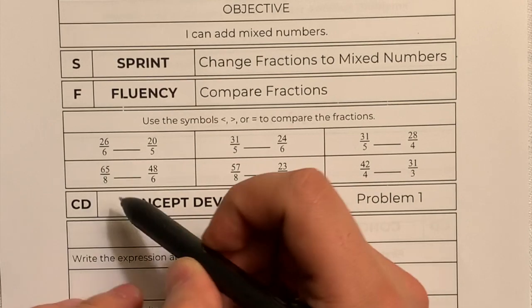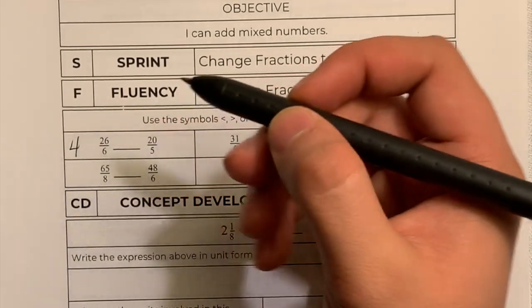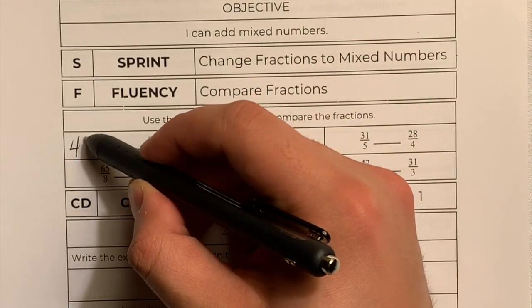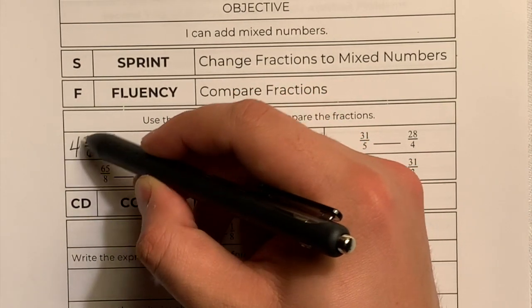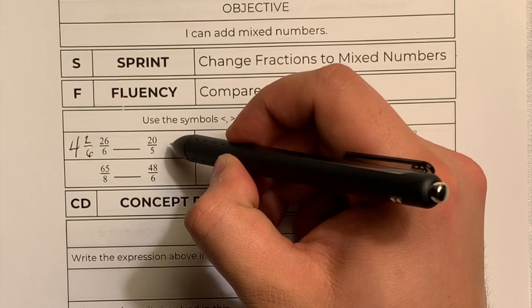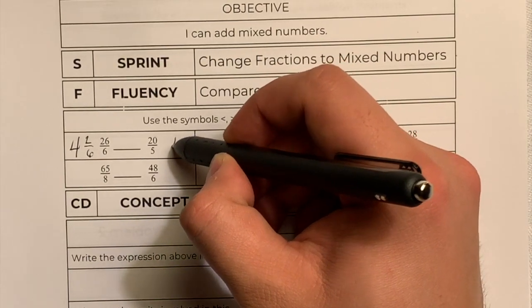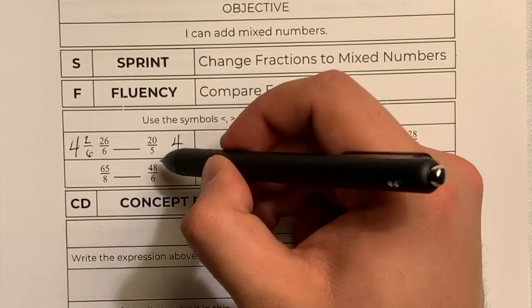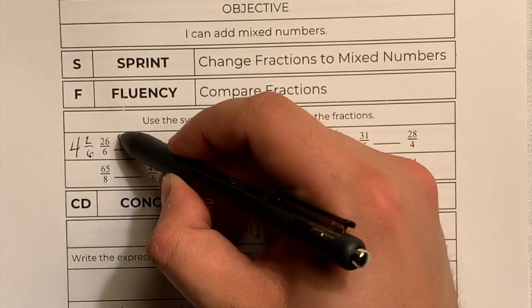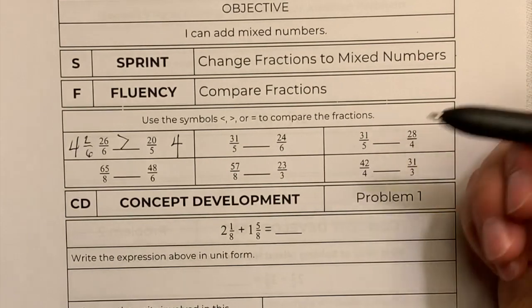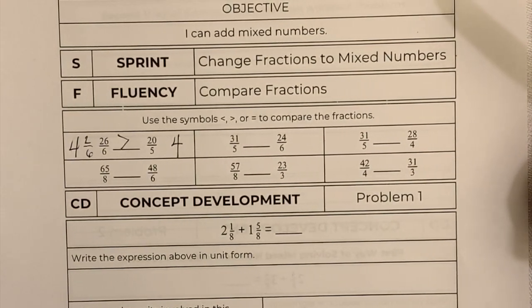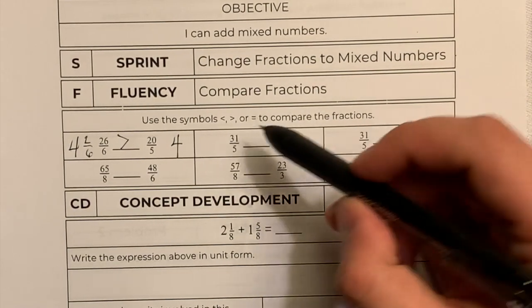6 goes into 26 4 times, and I have 2 sixths left over. 24 sixths is 4, plus 2 more is 26 sixths. 5 goes into 24 4 times. 5 times 4 is 20. So 26 sixths is bigger. I'm going to pause here if you'd like to do the rest of the problems on your own. Okay, let's do the rest together.